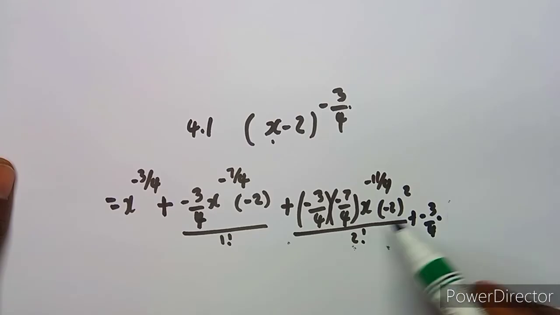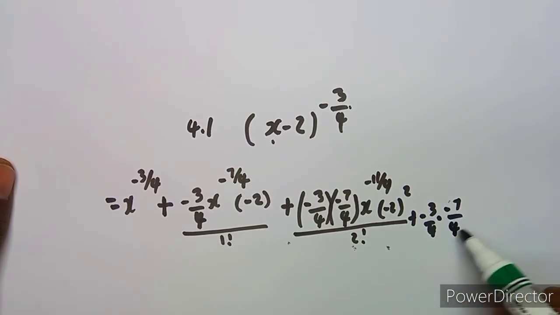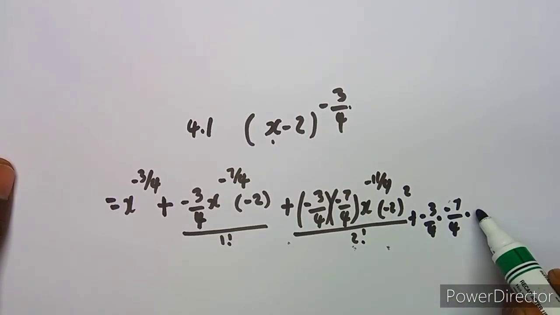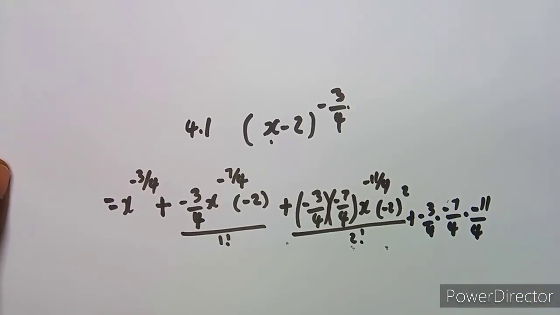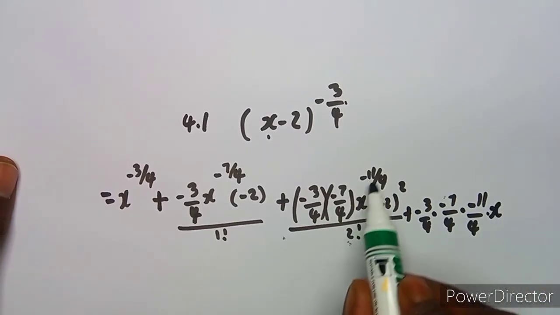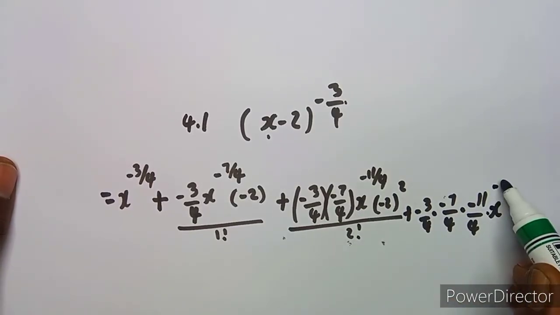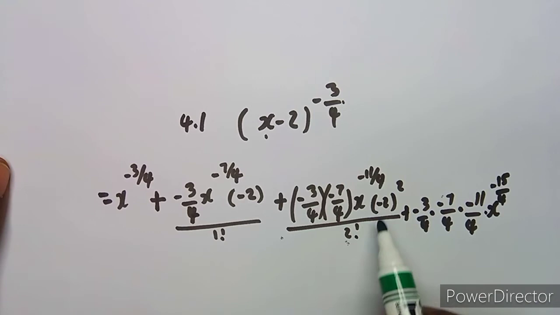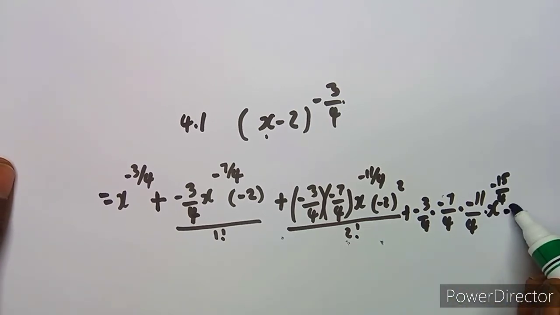-3/4 times -7/4 times, we drop this exponent, -11/4, like that. Then the moment we drop this exponent, we are subtracting 1 on the exponent, which is going to be -15/4. And this -2 is now to the exponent of 3.